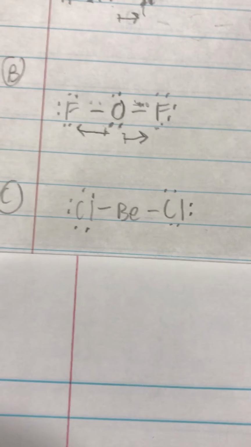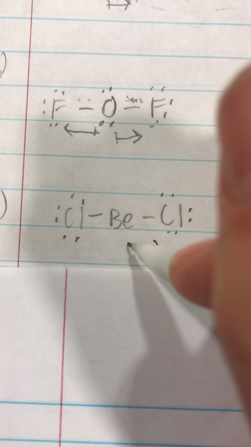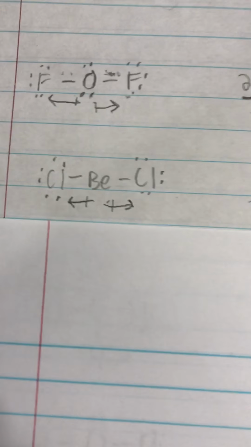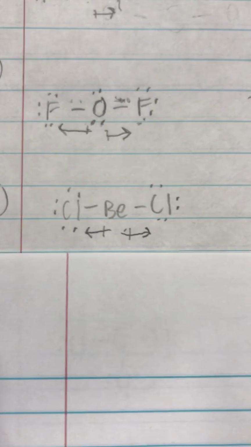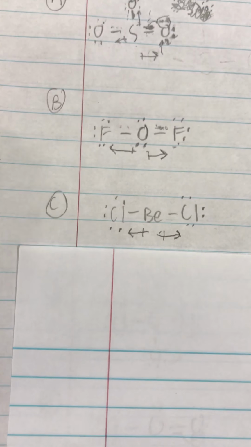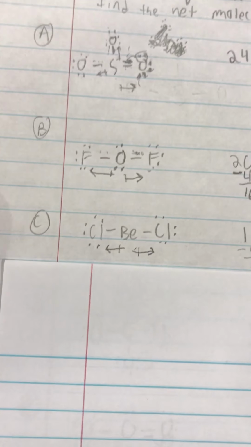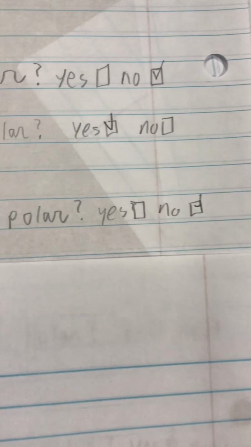So next you have to see, are there bond dipoles? There are, because this is going to want to go over here, and this is going to want to go over here. Now the Cl's are going to be partially negative, and the Be is going to be partially positive. But is this polar or non-polar? We'll look at it. The molecular geometry is going to be linear because the domains are the same. Ergo and therefore, it is not polar.